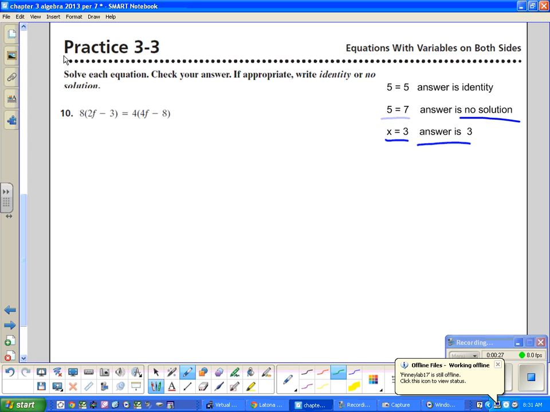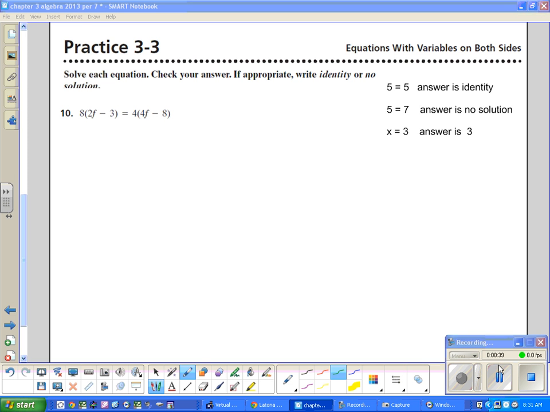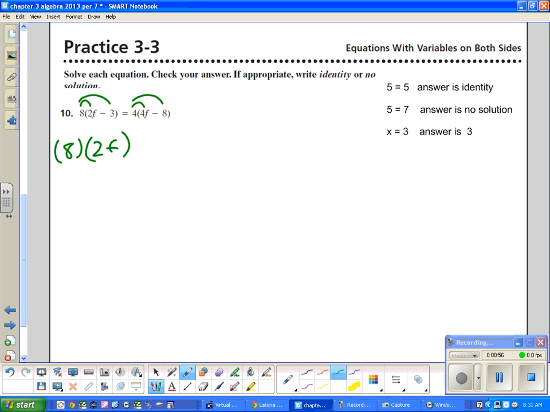So we're going to be working with this particular question here from the practice page, and solve this one here. When you come to a question like this, you're going to follow the same rules that we would in previous questions, and we're going to distribute the 8, and I'm going to use parentheses, to the 2f, and the 8 to the 3. And again, you're multiplying. And then we're going to distribute the 4 to the 4f. And don't forget about the 8 on the inside.